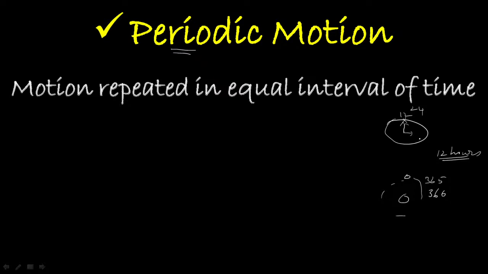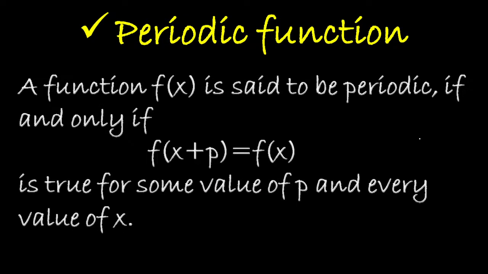So when the same motion repeats itself after equal interval of time, we call it periodic motion. And the period is the time to complete one full cycle. Okay. So with this short introduction about what is periodic motion and period, let me now move on to periodic function. This is what we need now.